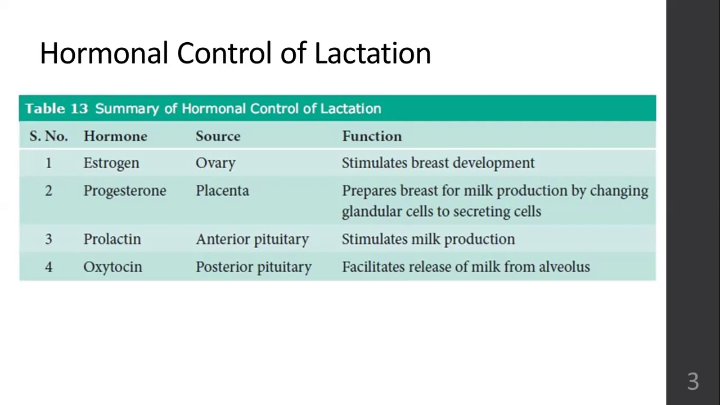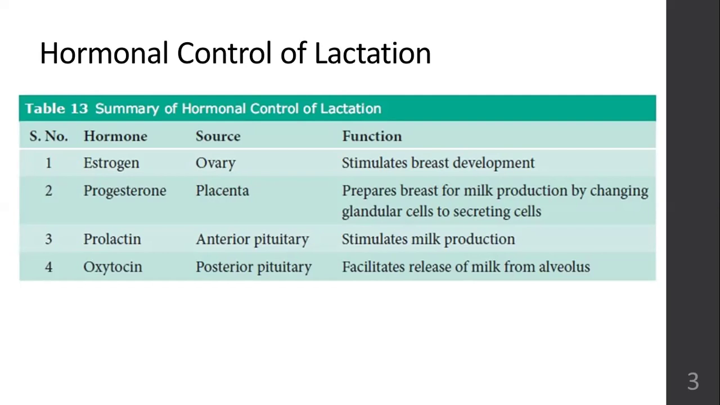Glandular cells means secreting cells. And what do these cells have to secrete? They have to produce milk and secrete milk. That is the main purpose. So the placenta during pregnancy secretes progesterone, and this progesterone will change the cellular structure of the mother's breast. Normal epithelial cells will be converted into glandular cells that can secrete milk after pregnancy.